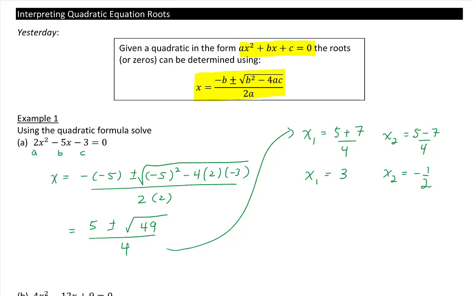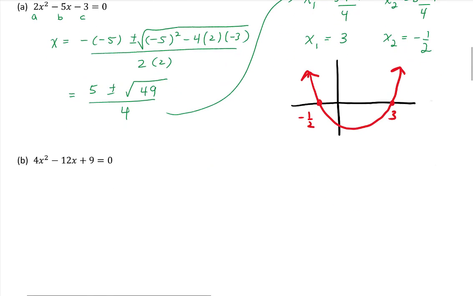So we see the following equation has two roots, and if we imagine this to be the graph of y equals 2x squared minus 5x minus 3, it would be a parabola that opens up and has x-intercepts, or zeros, at negative 1/2 and positive 3. Next one.